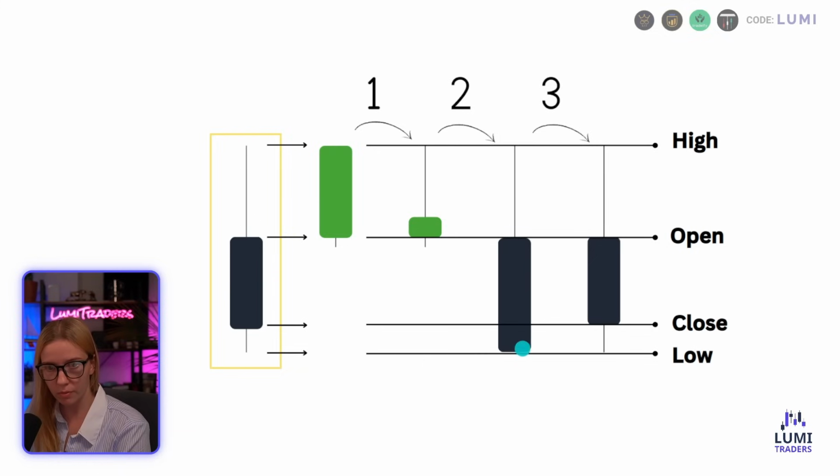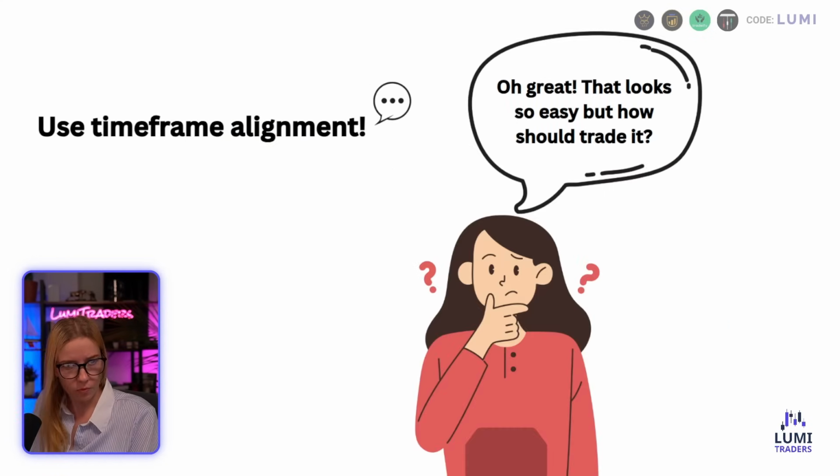We anticipate seeing price continue going lower, also down. Maybe it will reach a high time frame level. Then we will get a minor retracement up, which will offer the close of this candle, and this move down will offer the low of this candle. Once again, we always consider the candlestick formation in the direction of the high time frame bias, the high time frame trend. Well, we have a question. Oh, great, that looks so easy, but how should I trade it? My answer is we must use timeframe alignment.